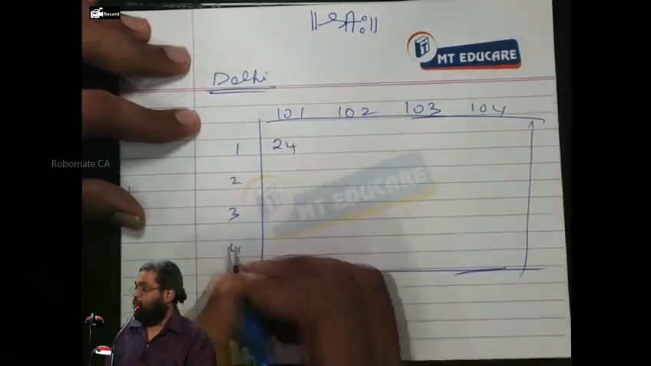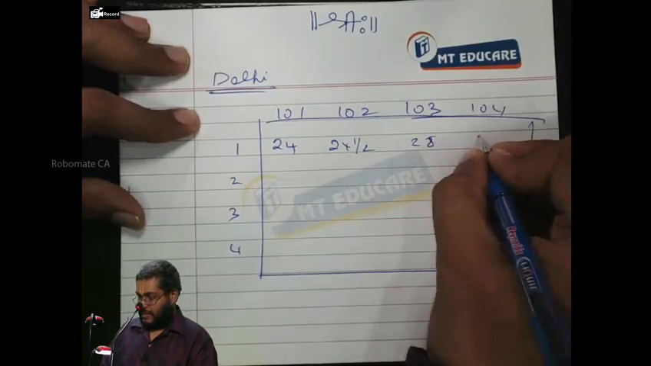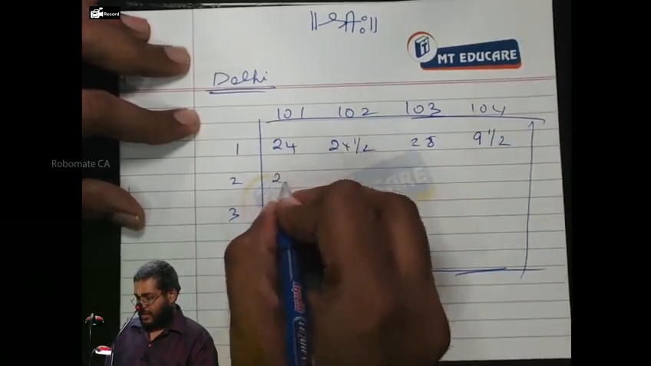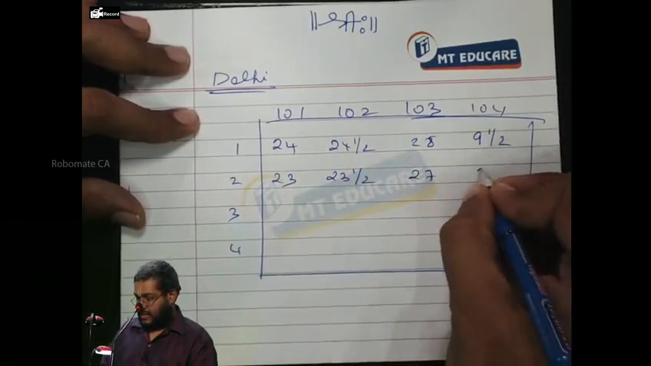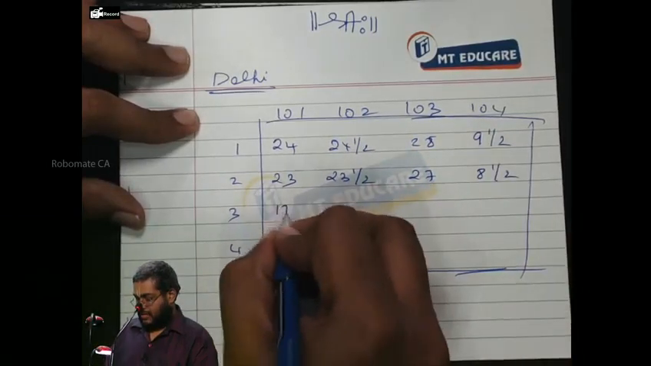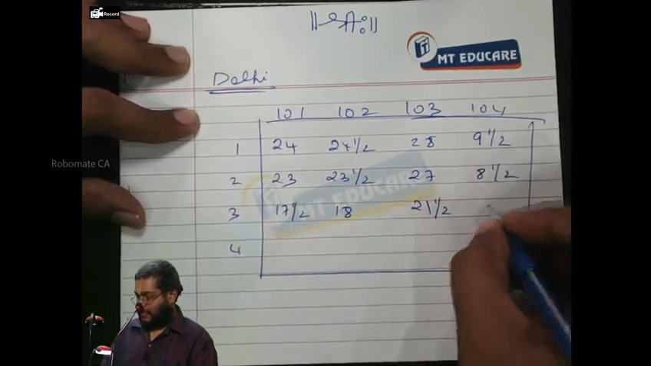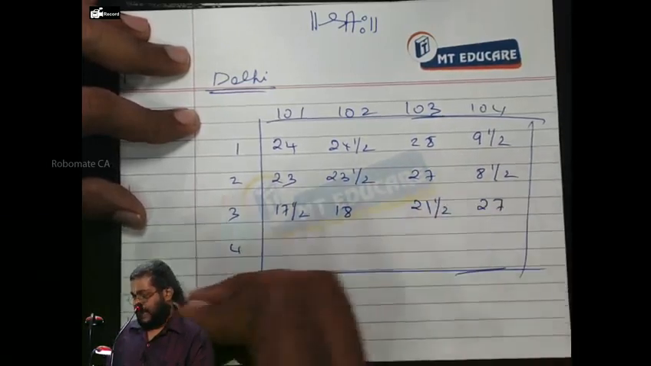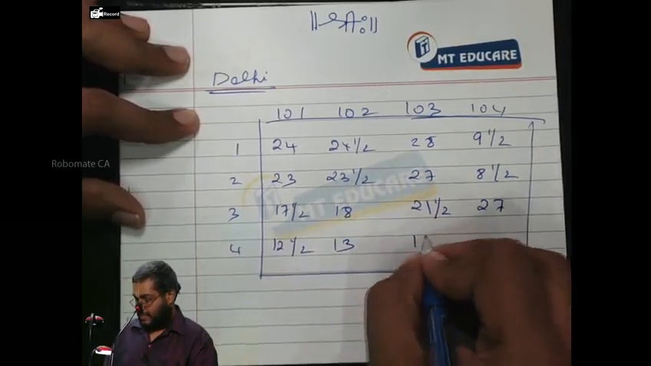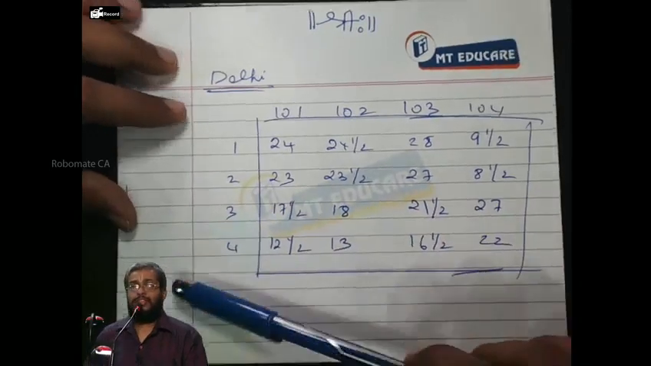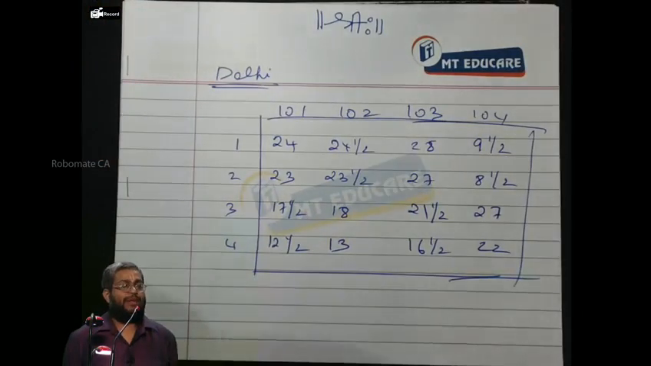24, 24 and a half, 28, 9 and a half, 23, 23 and a half, 27, 8 and a half, 17 and a half, 18, 21 and a half, 27. So this is the layover time in Delhi. Respond yes or no?